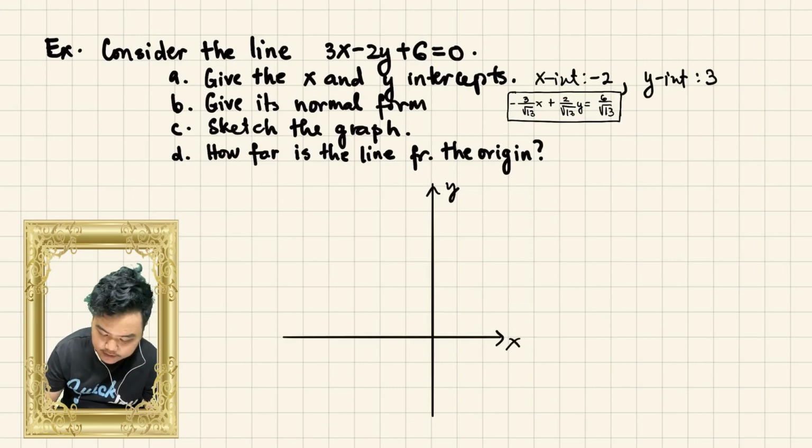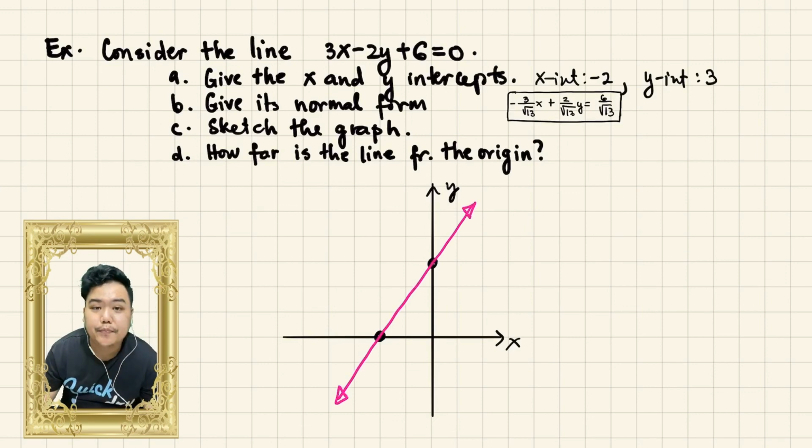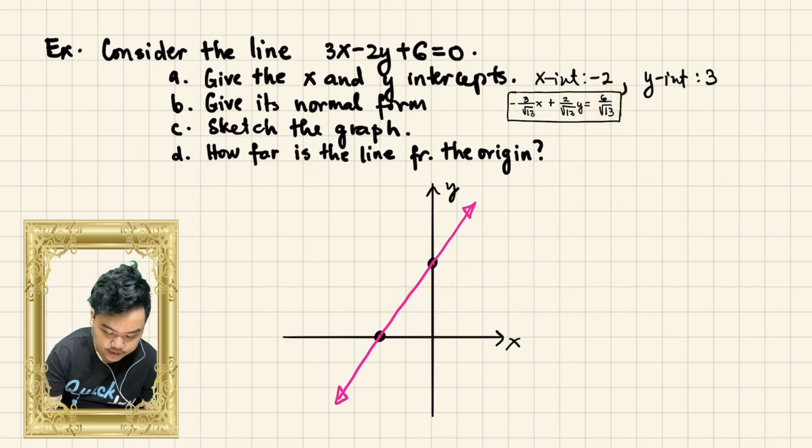So x and y-intercept na lang. Y-intercept is 3. X-intercept, negative 2. So, yung pink line, yan yung graph niya. Okay. So, yung next question niya, how far is the line from the origin? Diba itong perpendicular distance ng line, siya yung raw? At ang raw natin in this case is 6 over square root of 13.